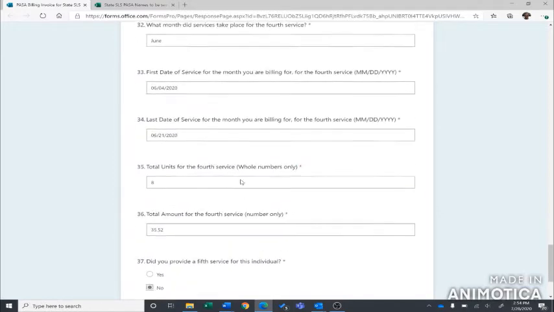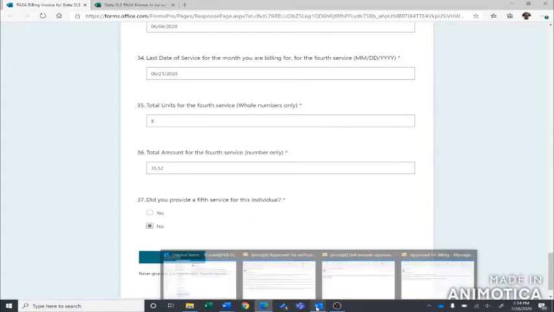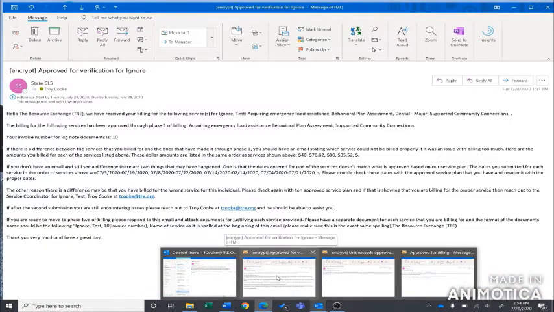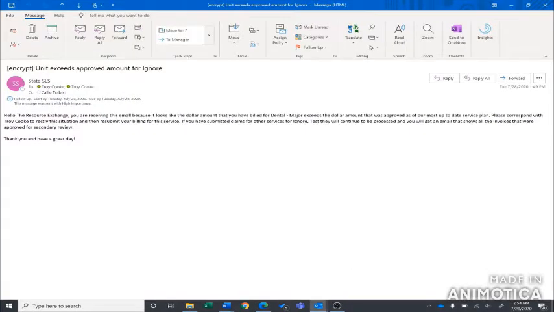Let's say I clicked submit. I'm not going to because it'll take about 10 minutes to run, but let's say I did. At some point, I would receive a couple of different emails, hopefully just one saying that I did everything properly. But let's say I overbilled on a specific service. So we're looking at dental major, and we overbilled on dental major. And so you'll get this email that says, hello, the name of your provider agency, you're receiving this email because it looks like the dollar amount that you have billed for the service exceeds the dollar amount that was approved as of our most up-to-date service plan.